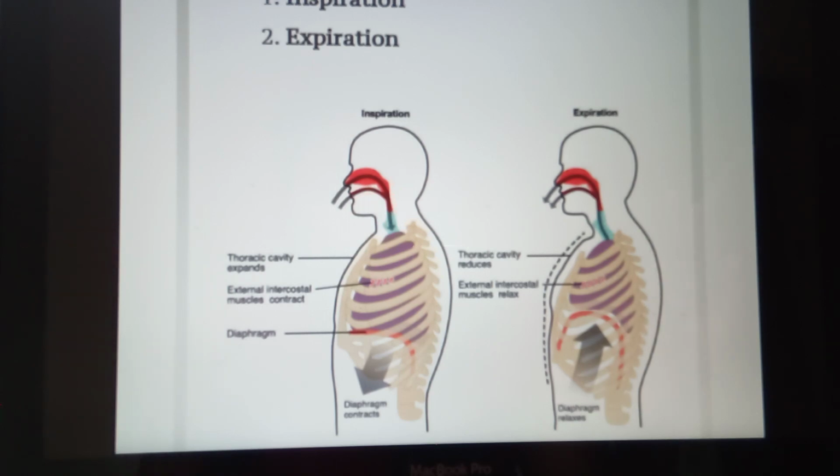When it contracts, the volume of the lungs decreases. When the volume of the lungs decreases, the air pressure in the lungs becomes higher compared to the atmosphere. So the air is released from the lungs to the atmosphere. This is called expiration. Understand? So there are two processes, inspiration and expiration.